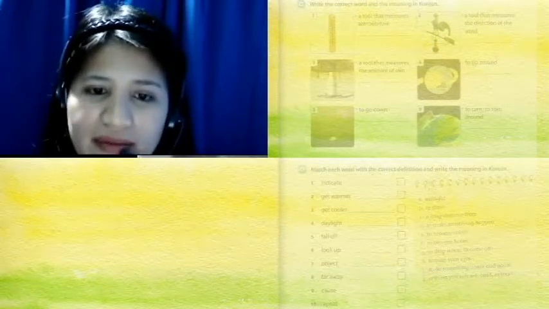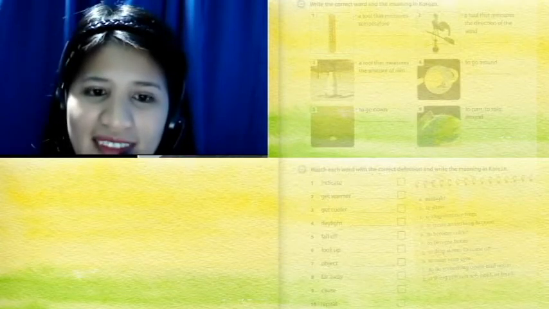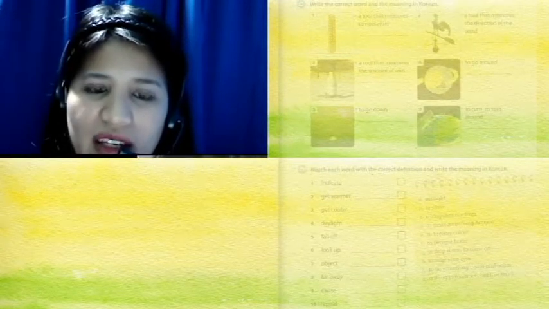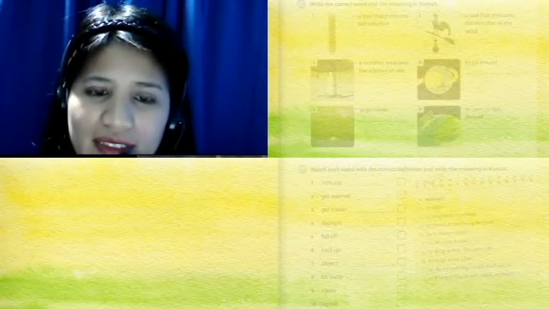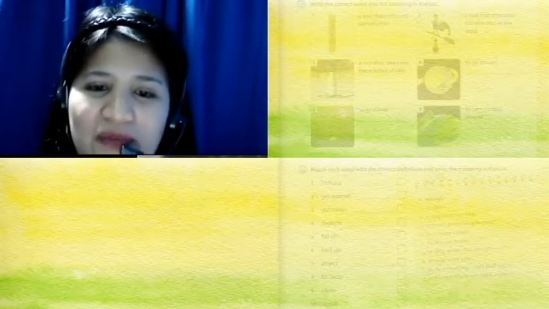How about this one? How do you call this one? When something goes around. Orbit. Again, orbit. What's the meaning of orbit? To go around. Okay, orbit means to go around. How about this one? Sunset. Yeah, very nice. What's the meaning of sunset? To go down. Way to go.